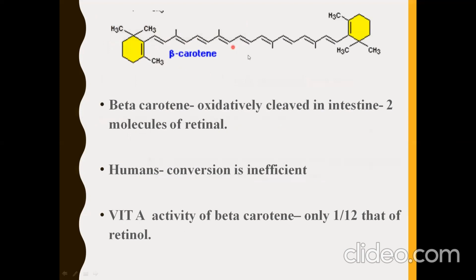So this is the structure of beta carotene. It has two units of vitamin A, right? Vitamin A has a beta ionone ring and an isoprenoid side chain. You can see the two units of vitamin A. On cleavage, it should theoretically release two units of vitamin A, right? But in the intestine, the conversion is inefficient and it releases a single molecule of vitamin A. It is acted upon by the intestinal dioxygenase enzyme to release a single unit of vitamin A. So if it is present in the beta carotene form, the vitamin A activity is only 1/12 that of retinol.